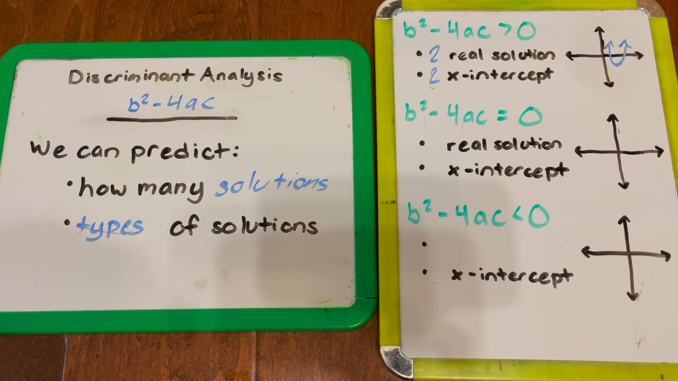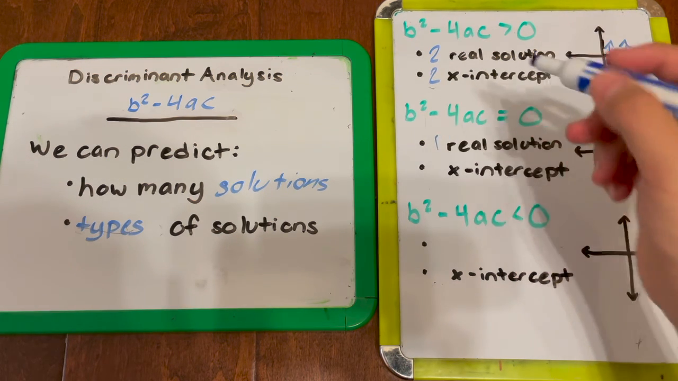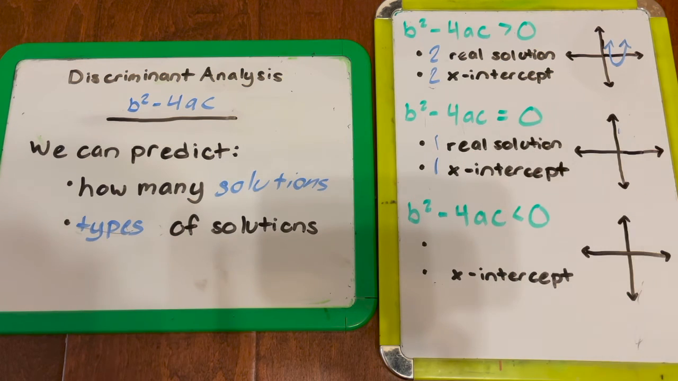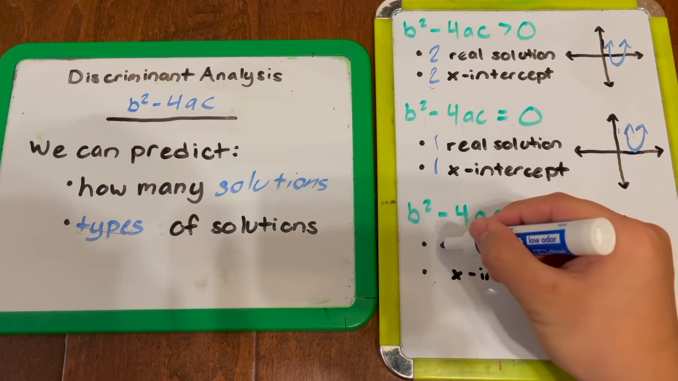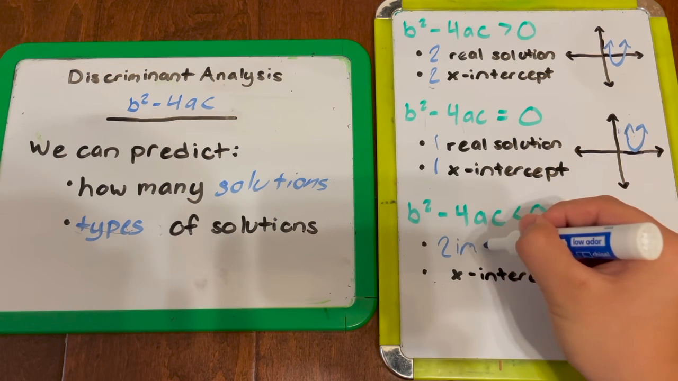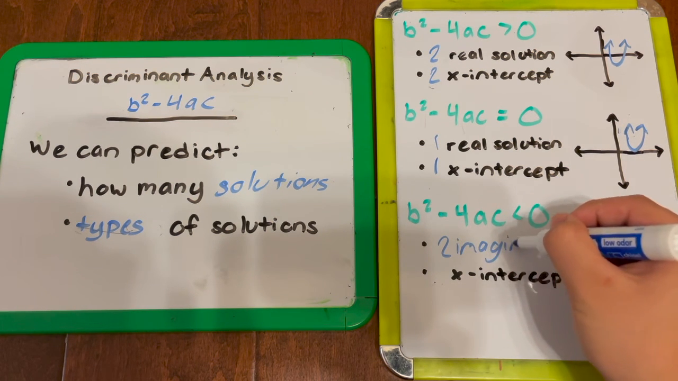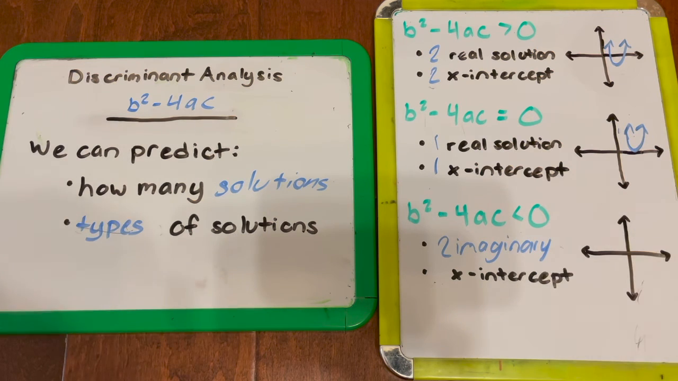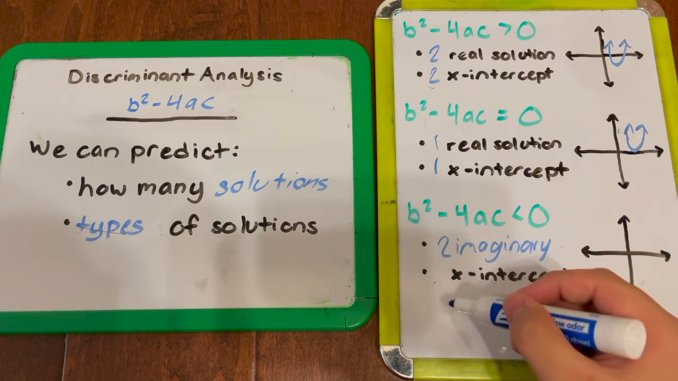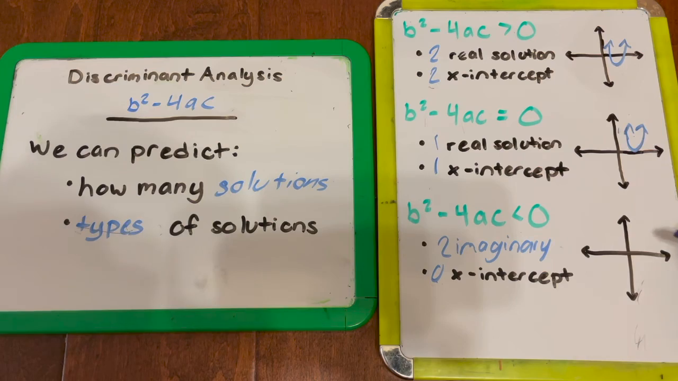If the discriminant is equal to 0, there is 1 real solution with 1 x-intercept. And an example would look like this. And if the discriminant is less than 0, there are 2 imaginary solutions with 0 real solutions. There are a total of 0 x-intercepts, and an example would look like this.